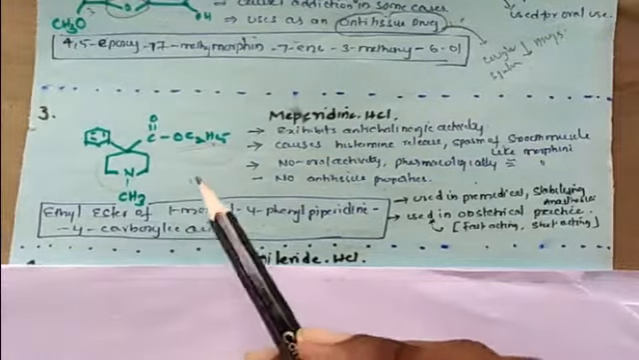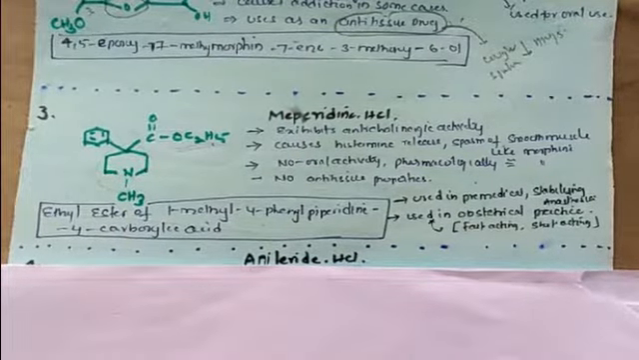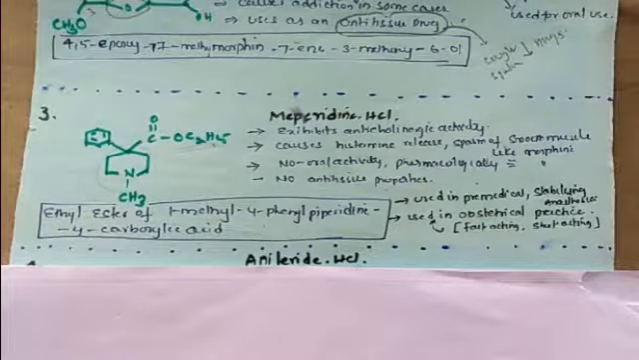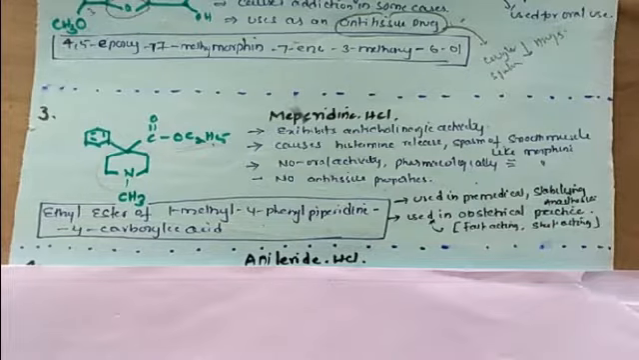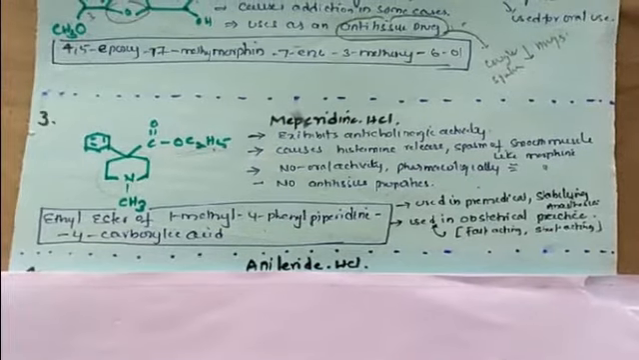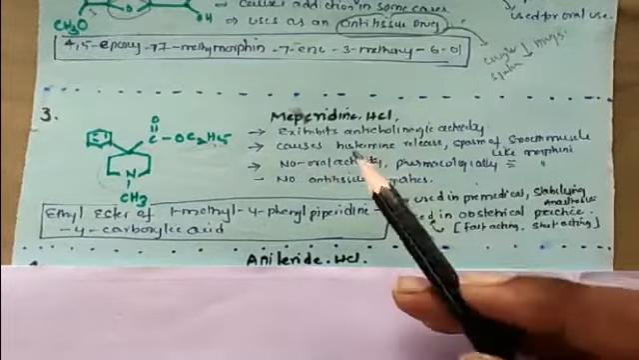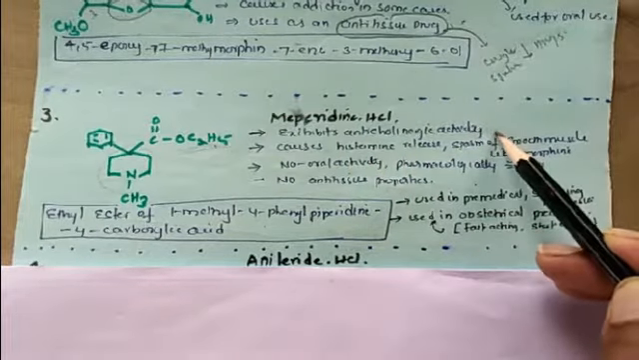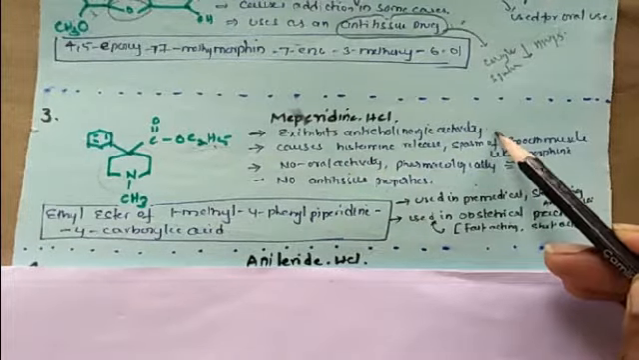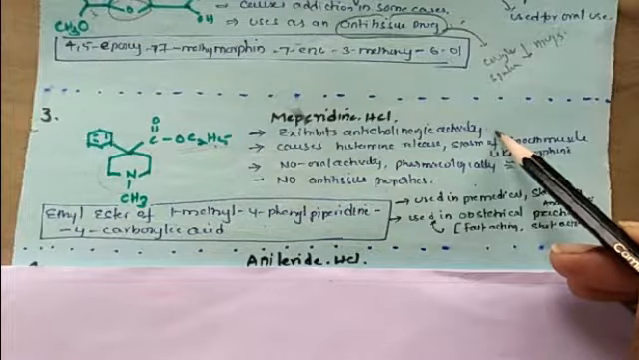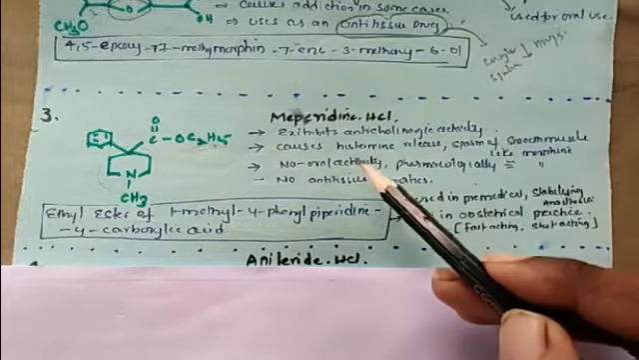So this structure is entirely different from the morphine. That's why it is a synthetic drug. Meperidine is a completely synthetic analgesic drug. Coming to the properties and uses, it exhibits anticholinergic activity also. Along with the narcotic analgesic activity, this meperidine also exhibits anticholinergic activity.